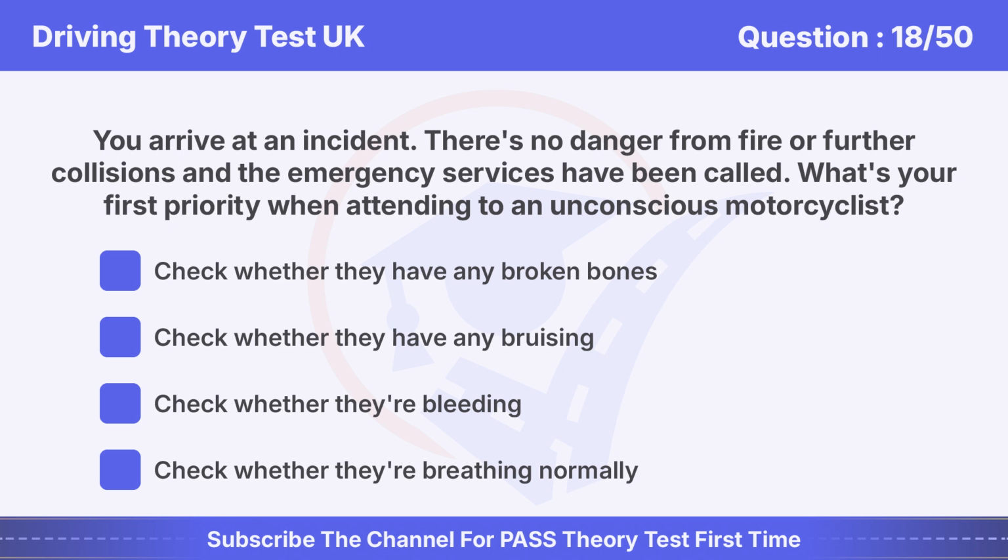Question 18. You arrive at an incident. There's no danger from fire or further collisions, and the emergency services have been called. What's your first priority when attending to an unconscious motorcyclist?